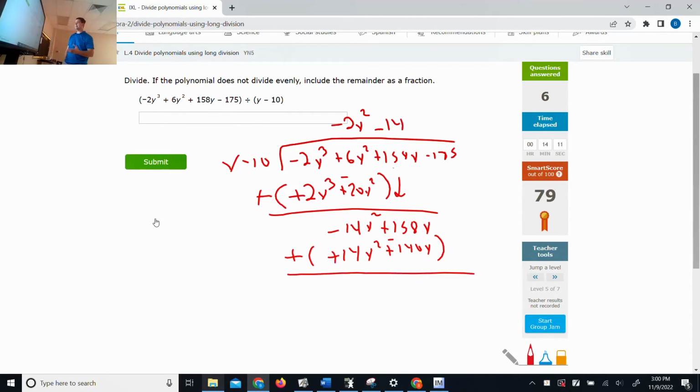Because now when I add down, this thing's getting smaller here. There's 14, right? 150, sorry, not 14, 18. 158y minus 140y is 18y. Bring down my negative 175.